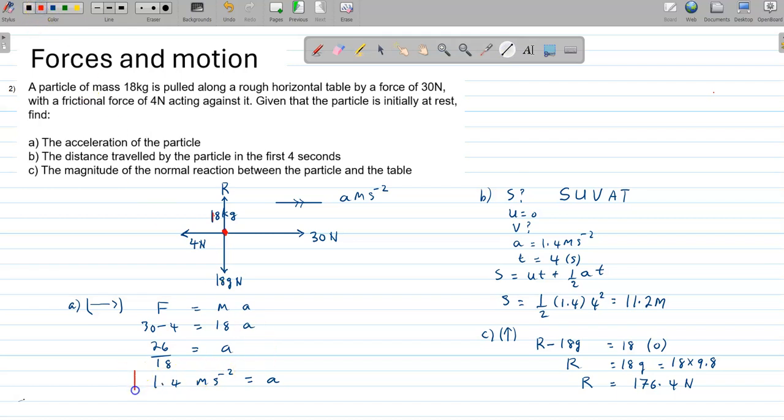So we have worked out the acceleration, that's part A, and then we have worked out the distance, which is 11.2 meters, and the normal reaction there is 176.4. Here ends question 2.